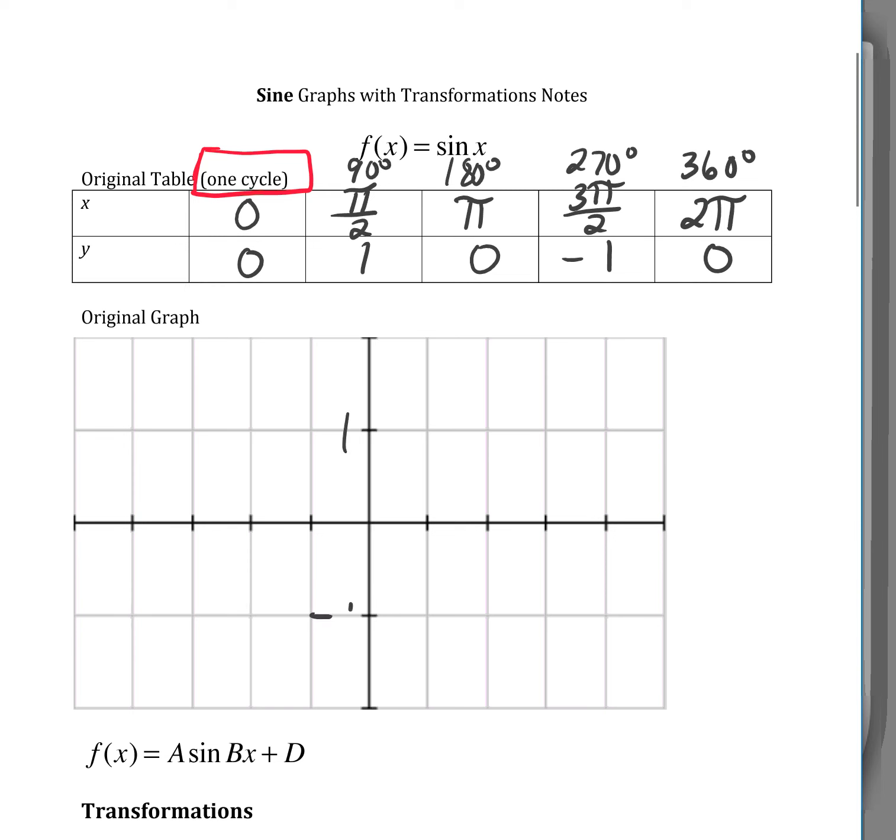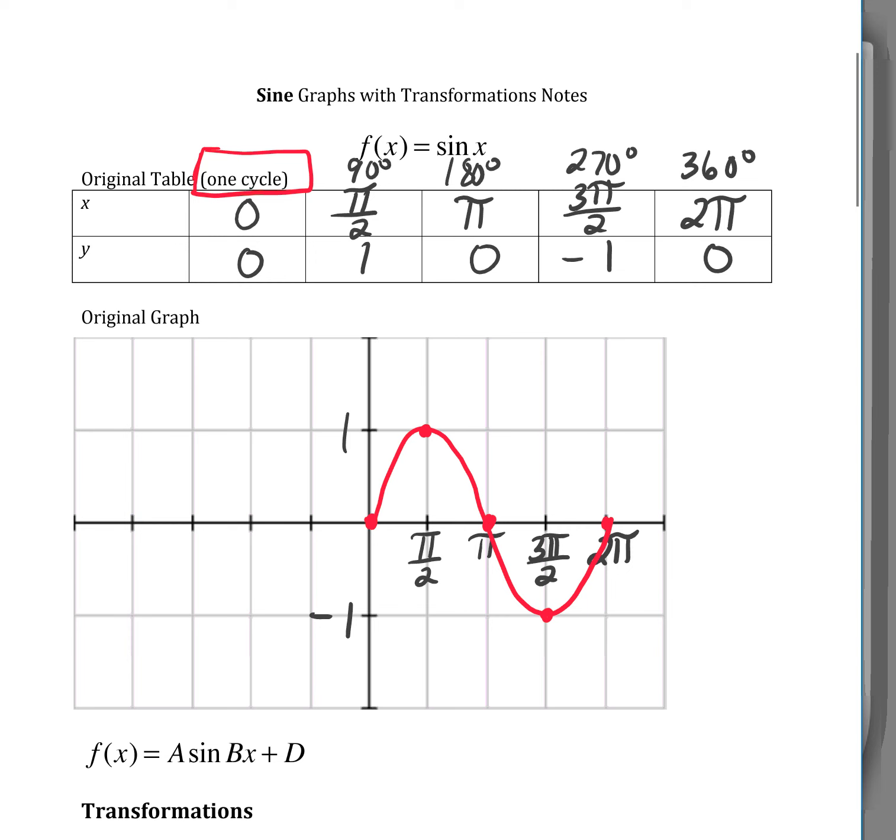So let's label our scales. I'm going to graph the one cycle in red, although we'll continue the graph beyond that. So we'll plot those 5 points: (0, 0), (pi over 2, 1), (pi, 0), (3 pi over 2, -1), and (2 pi, 0). And then sketch a nice curve in there. That's your one cycle. And that's the cycle that we're going to move around using the transformations that you're comfortable with from previous graphs that you've worked on in Algebra 2.